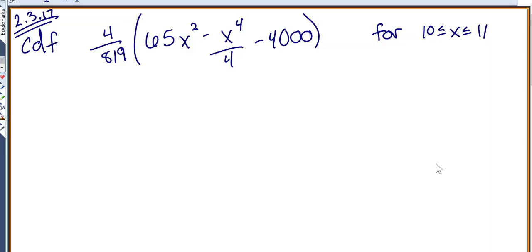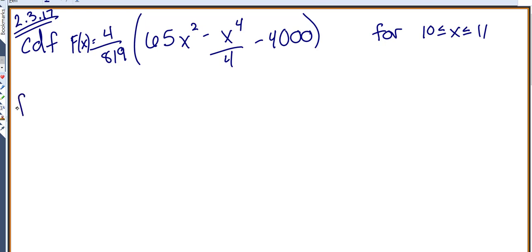In 2.3.17, we go back to a previous problem where we found a CDF for something, and now we want to find our median. So again, from our previous problem, we had the CDF, that's capital F of x, equals 4 over 819 times 65x squared minus x to the fourth over 4 minus 4,000. And that's for x between 10 and 11.